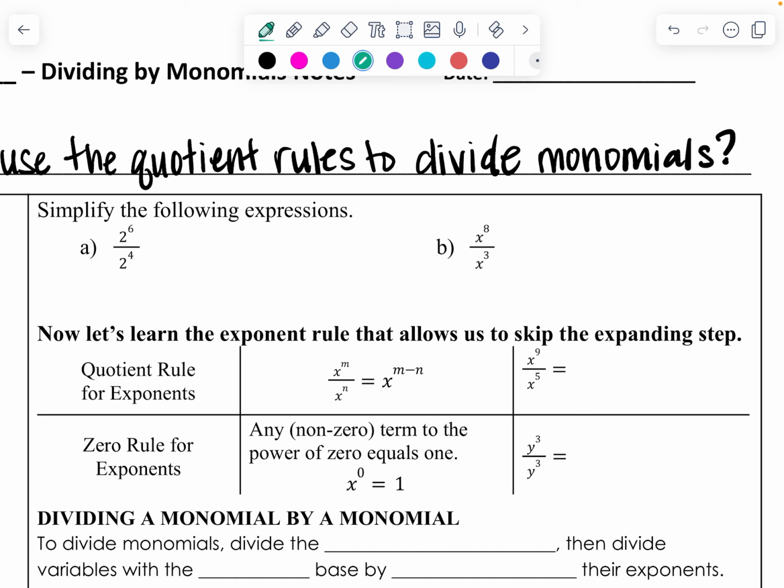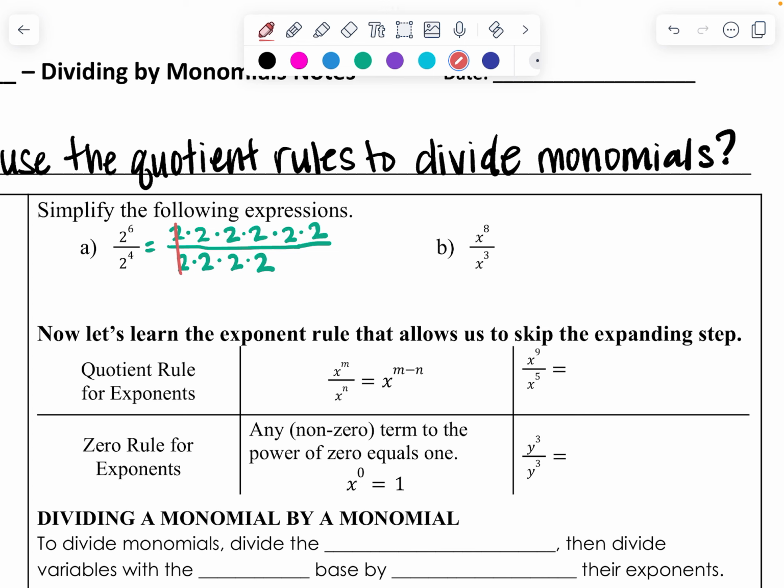So I'm going to expand these to show what 2 to the power of 6 is. It's 2 multiplied by itself 6 times. So 2 to the power of 4 is 2 multiplied 4 times. When we're dividing, you can look at each individual 2 and see 2 divided by 2 is 1, so that cancels out.